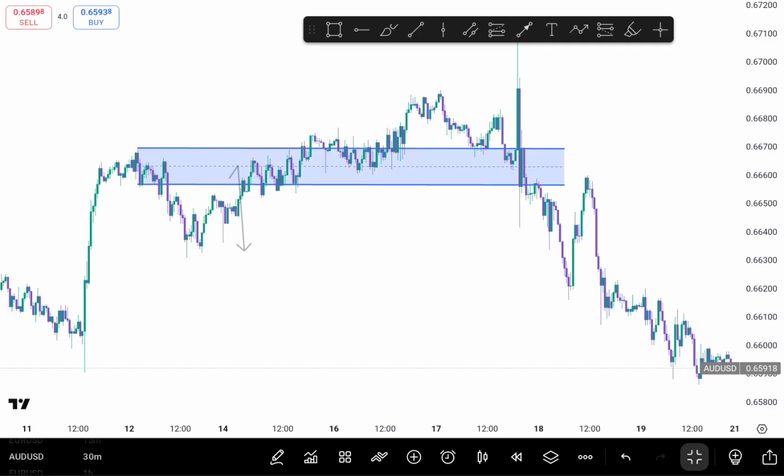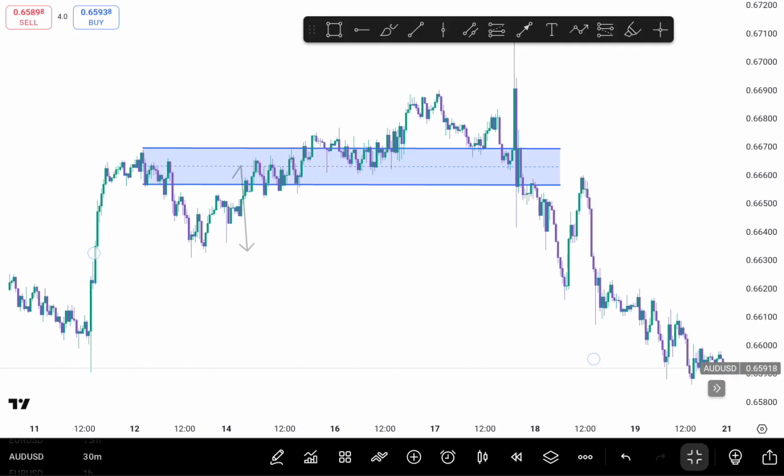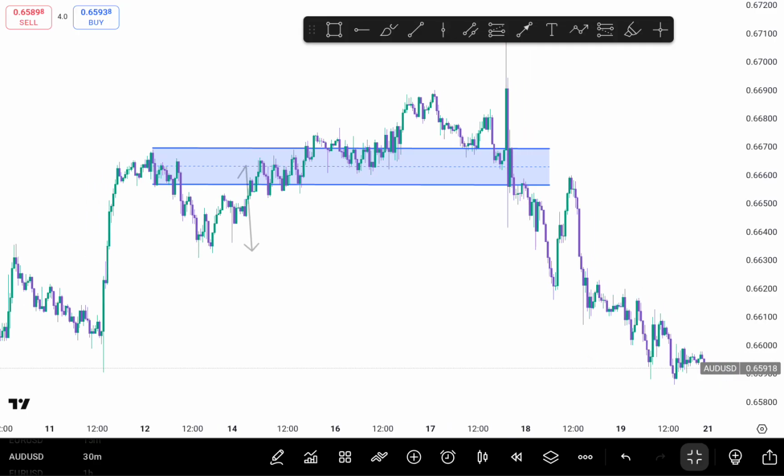And on the AUD/USD, price broke out from our point of interest. So this is a lost trade. Our point of interest couldn't hold price before it reacts to the downside. So moving on, we also looked at NZD/USD.